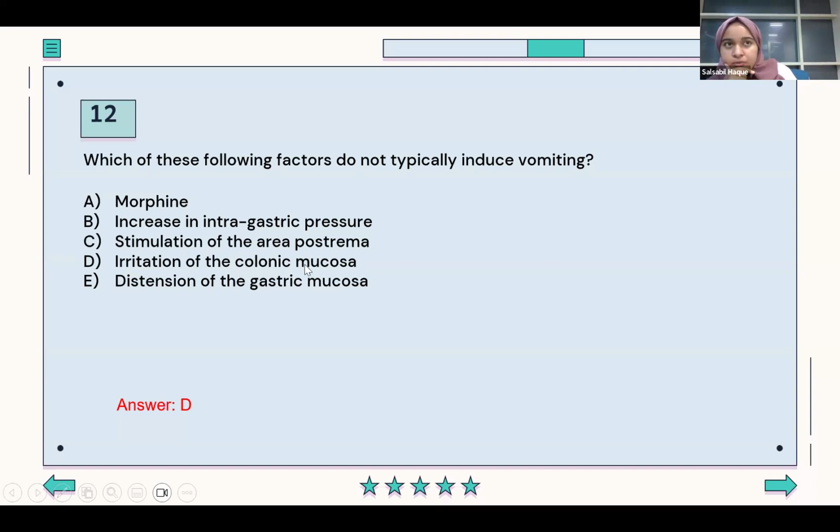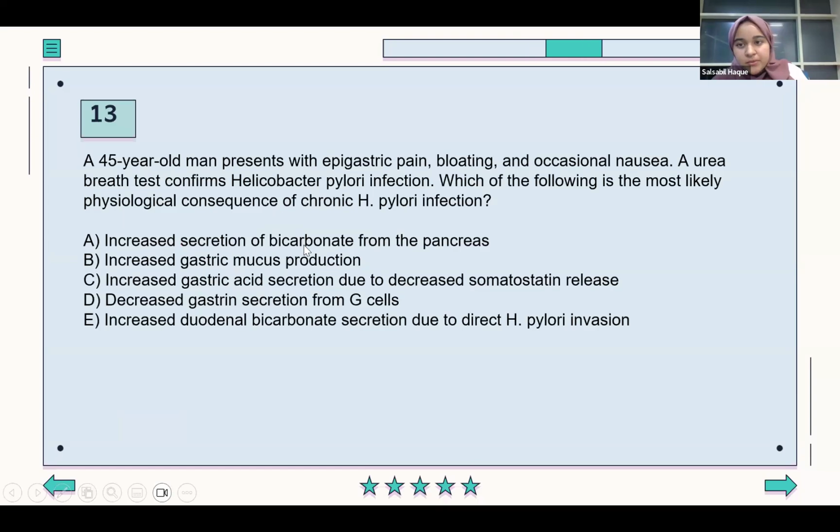And D, irritation of colonic mucosa. So the colon is way below the stomach, right? It is way after the particles are digested and they almost form feces, right? So if you have irritation of the colon, you can't really regurgitate it back from the mouth, right? So that would cause more of diarrhea as opposed to vomiting. I hope that makes sense. So irritation of the colonic mucosa does not induce vomiting, but distension of the gastric mucosa causes vomiting because, again, if you have any distension or increase in intragastric pressure, it can cause vomiting to expel the nutrients or expel the food.